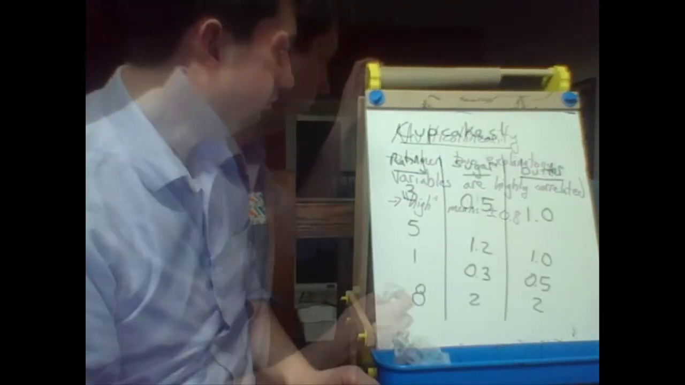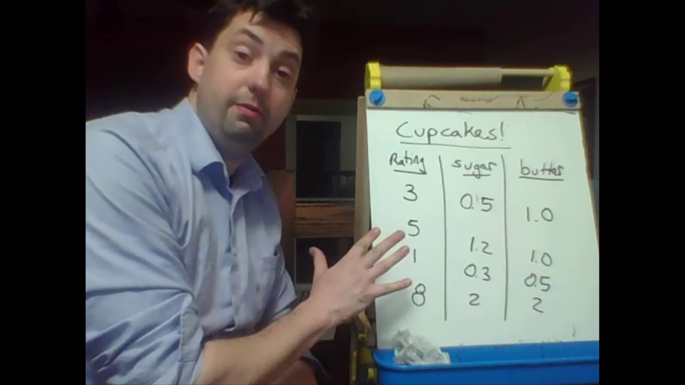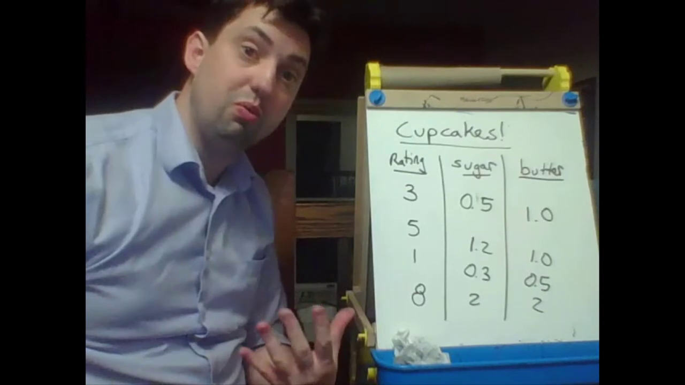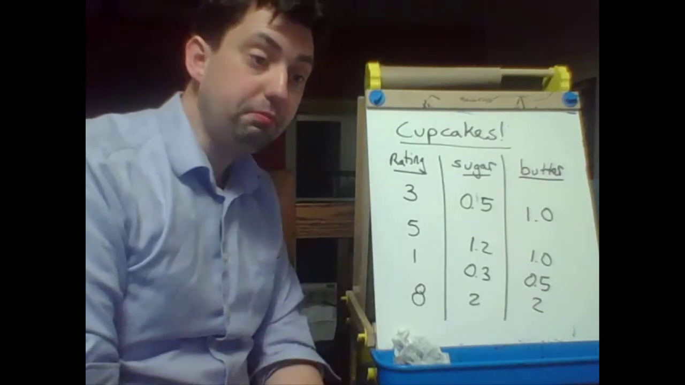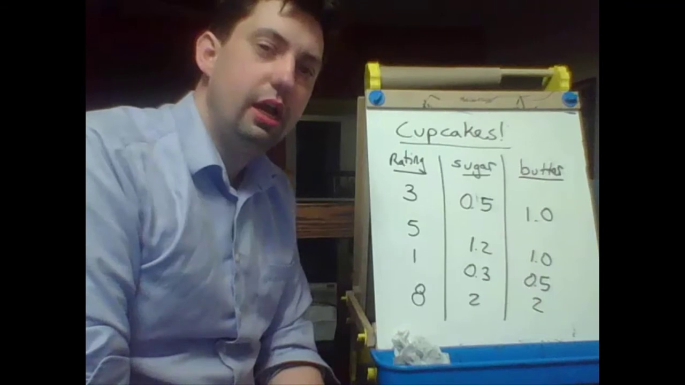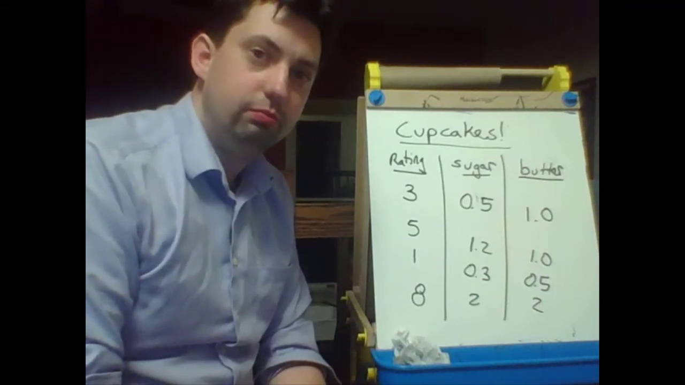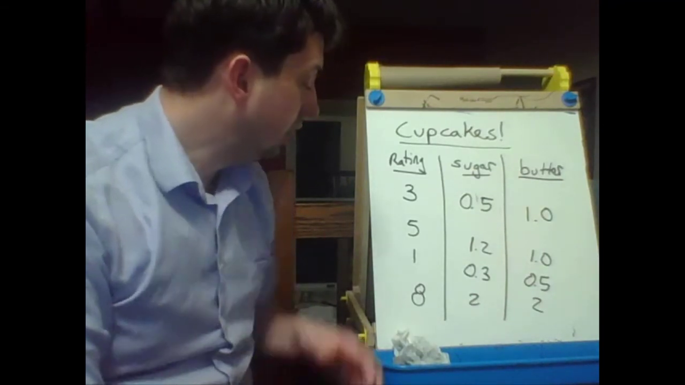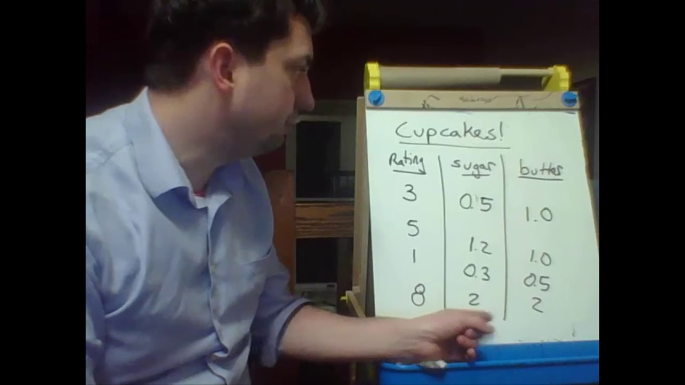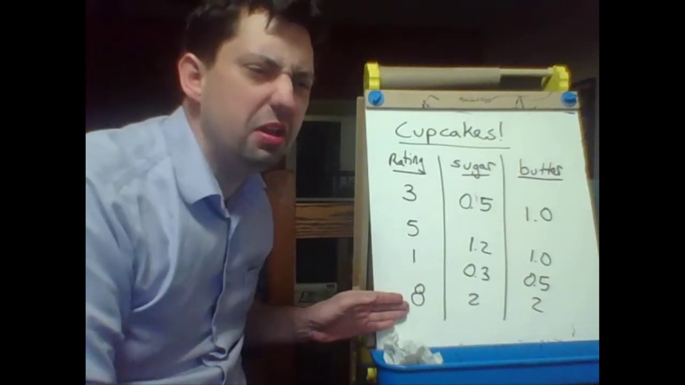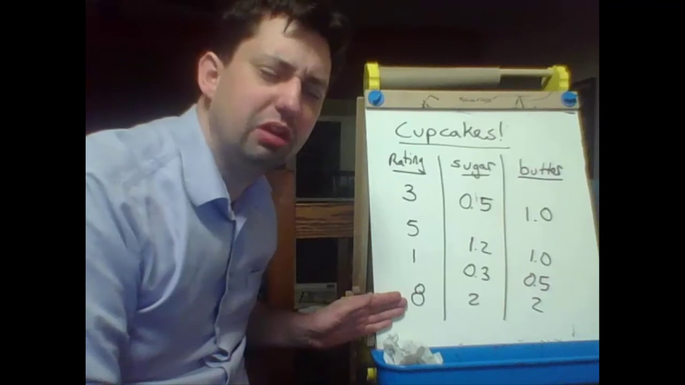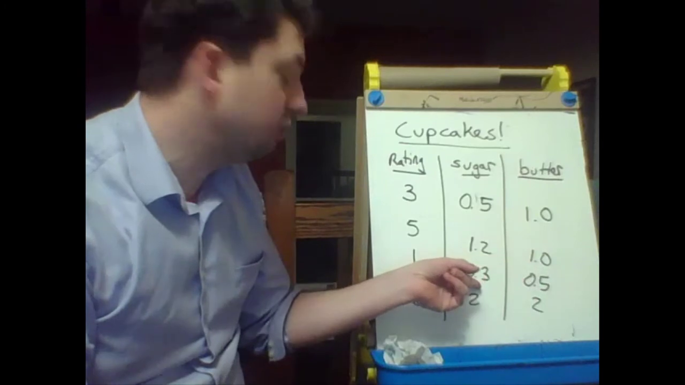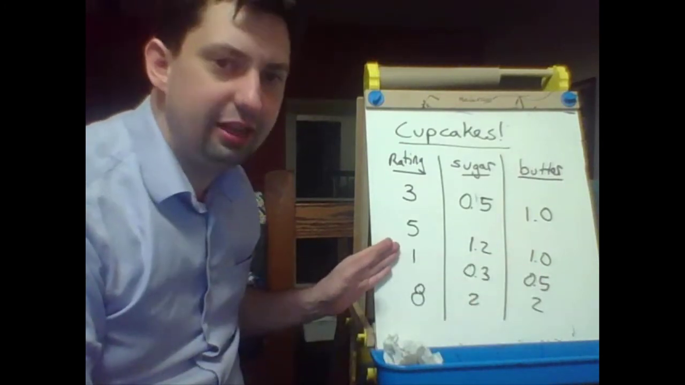Let me show you. Here we have a hypothetical of cupcakes. So maybe I'm a baker. I'm trying to figure out which cupcake recipe I want to use. And so I make a whole bunch of different cupcakes, and then I rate them. Or I have customers rate them. And maybe the ones with 2 cups of sugar and 2 cups of butter get rated an 8. People love them. Oh, they're so buttery and sweet. Oh, it's delightful. Well, the ones with 0.3 cups of sugar and 0.5 cups of butter, the people hate them, rated 1.